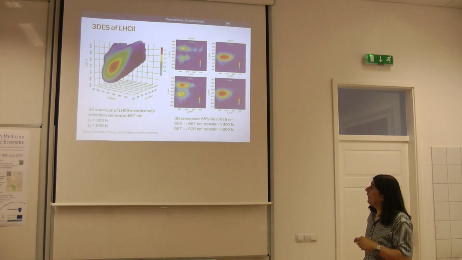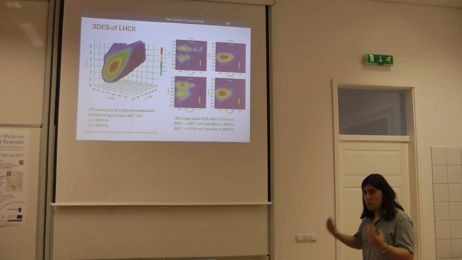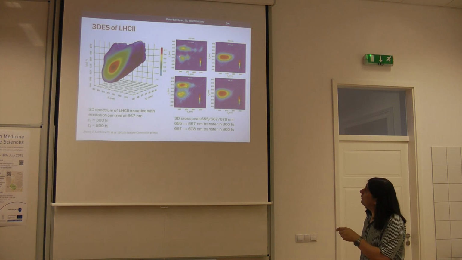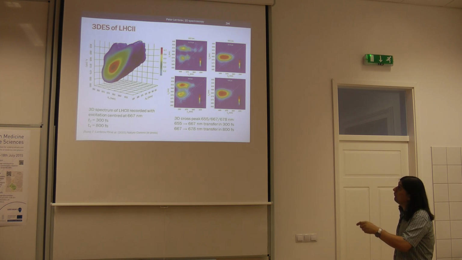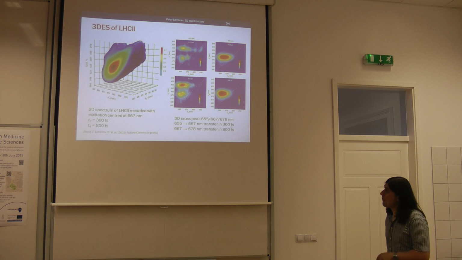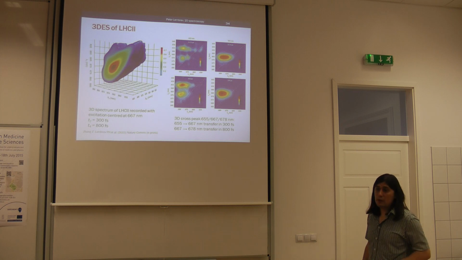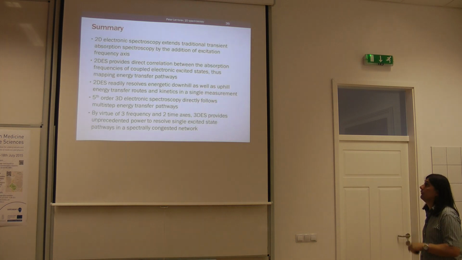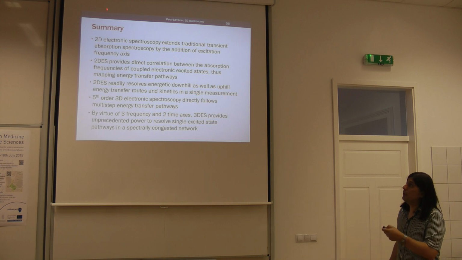And we can follow that in time because we impose so many restrictions. This spot is only there if the energy started on this pigment, then it went to this one, and then finally it went to the lower energy state. And we can plot this in time and get the rate constant of energy transfer and so on. So there you go.